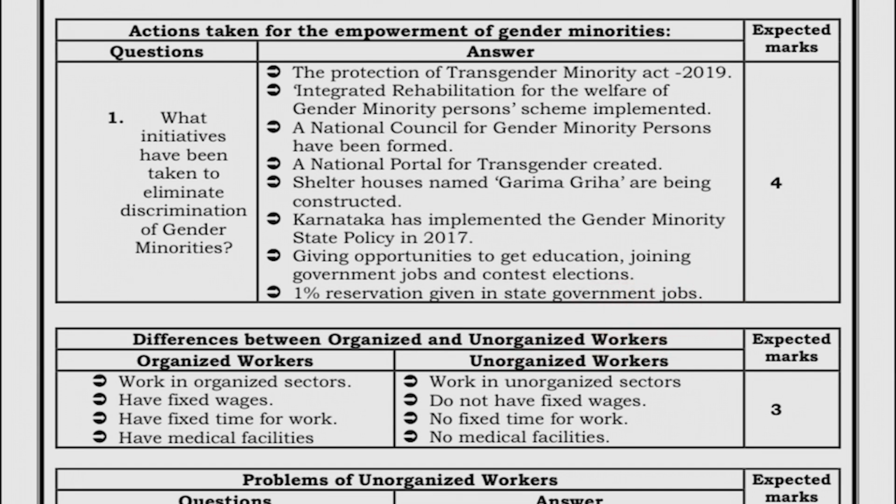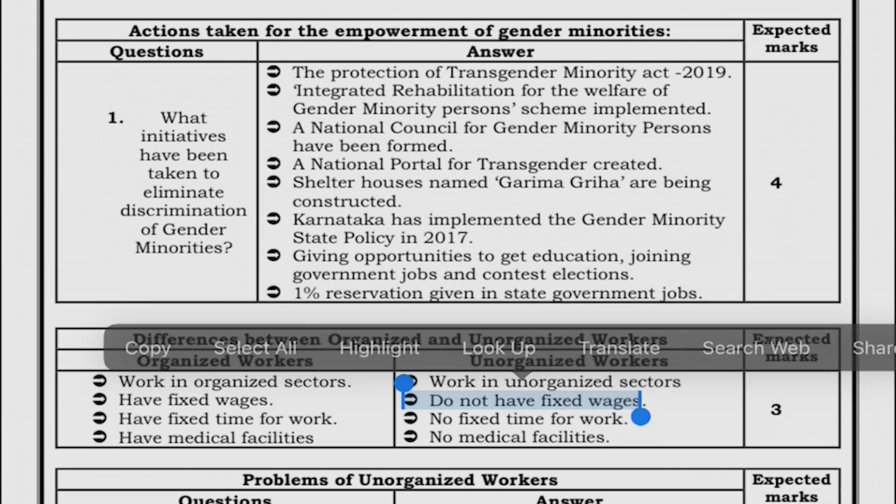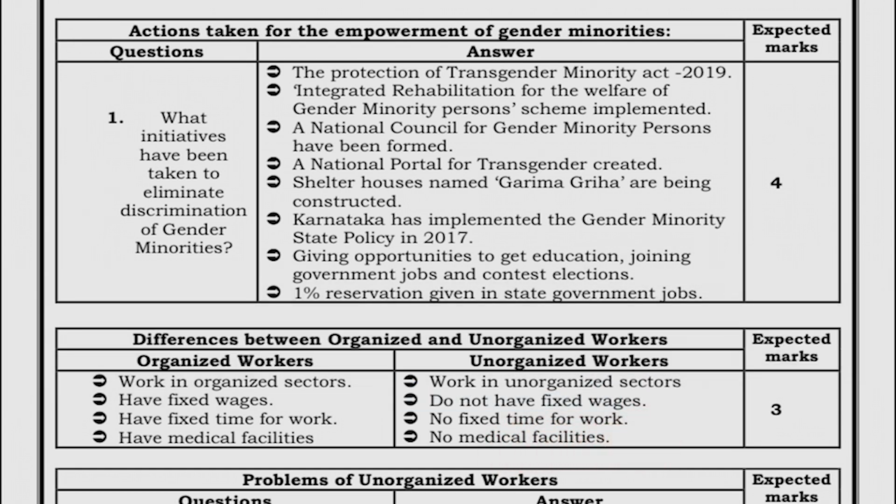Very important. Next is an expected 3 mark question: the differences between organized and unorganized workers. Organized workers work in organized sectors. They have fixed wages, fixed time for work, and medical facilities. Whereas unorganized workers work in unorganized sectors. They do not have fixed wages, no fixed time for work, no medical facilities.